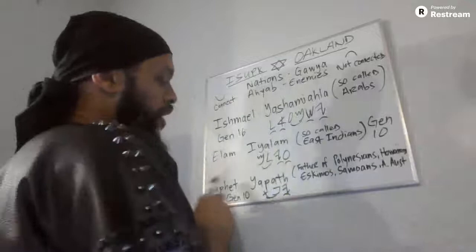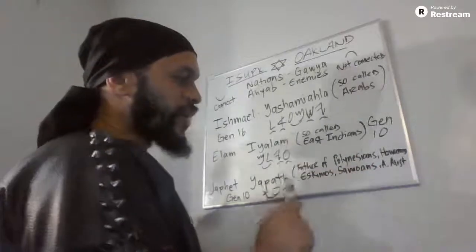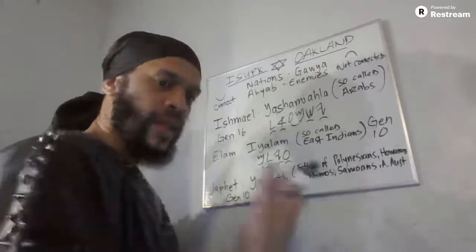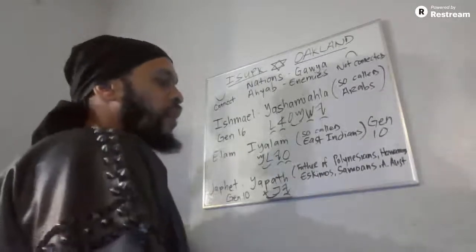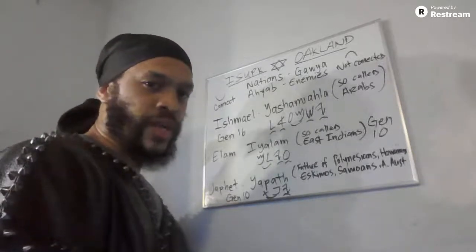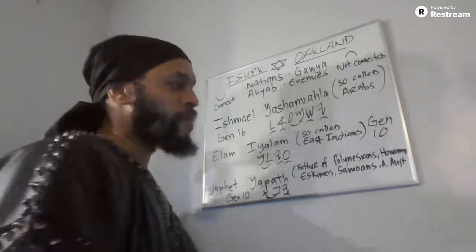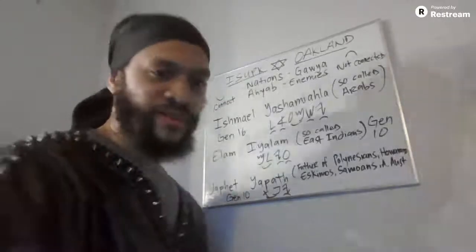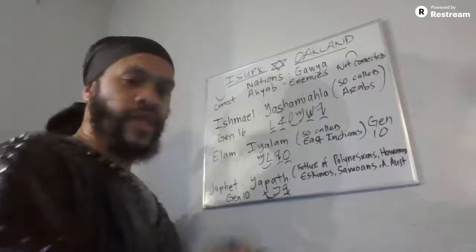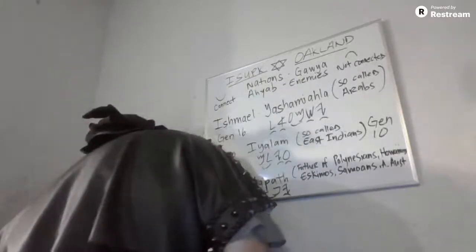Once again, the Japhetic people are your Polynesians, your Hawaiians, your Eskimos, your Samoans, your Aboriginal Australians, and like I was saying, the Filipinos. Hawaiians are not Israelites. Don't let no fake Israelite tell you that and make you think you can get with a Samoan or Hawaiian. They not our people. Once again, that's at Genesis chapter 10, when all the nations get named.